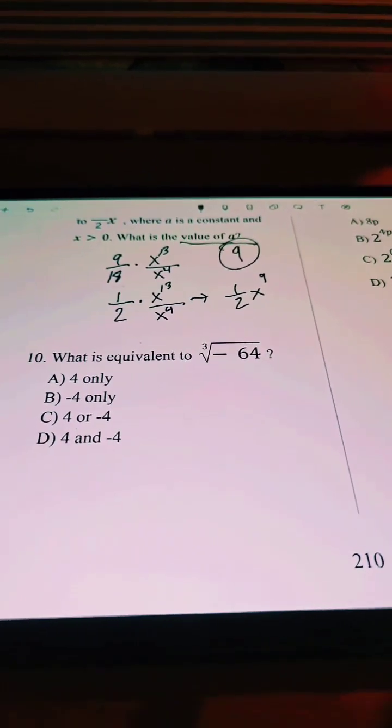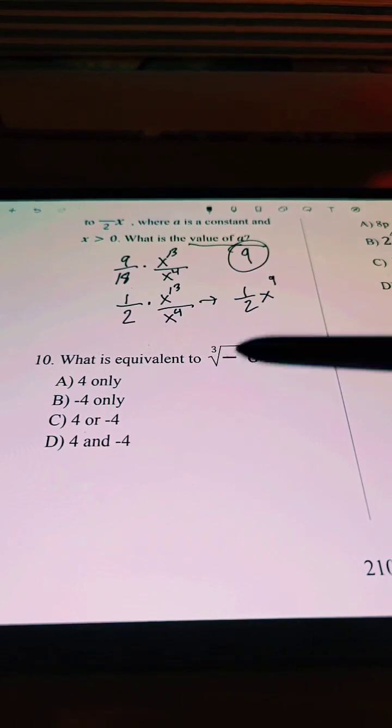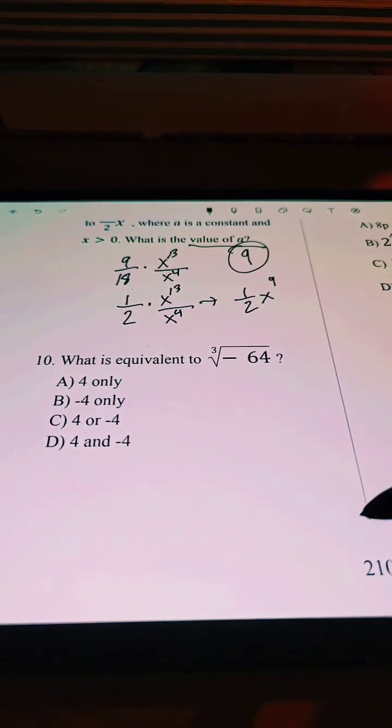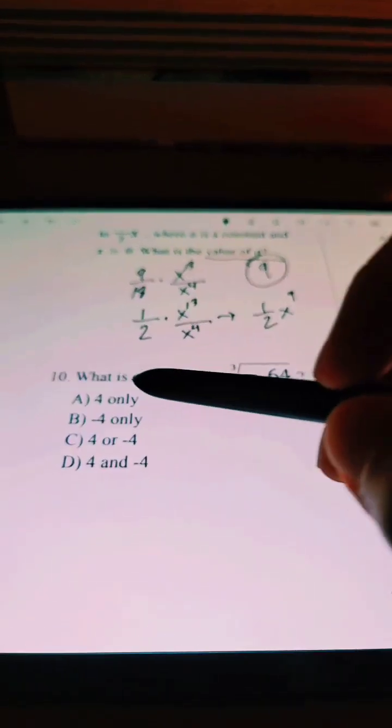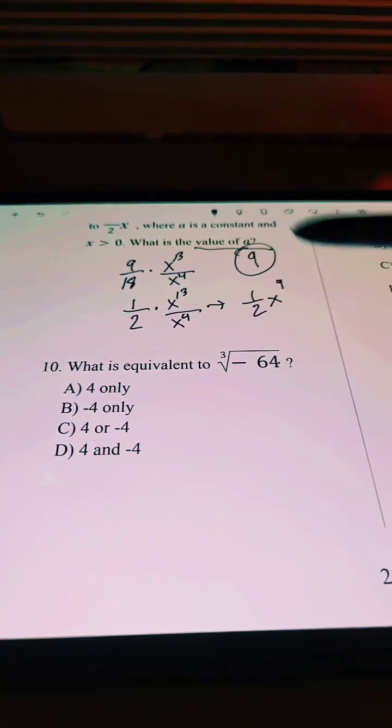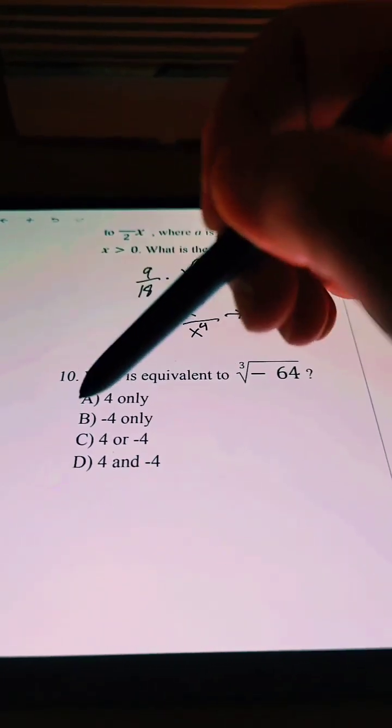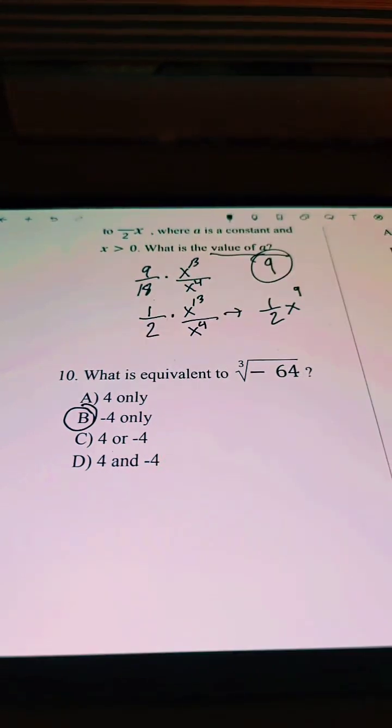So now this is number 10. For number 10, we want to find the cube root of -64. So that's just going to be -4, because -4 times -4 times -4 gives us -64. So that one right there.